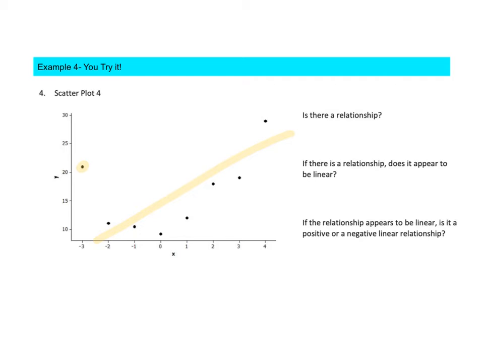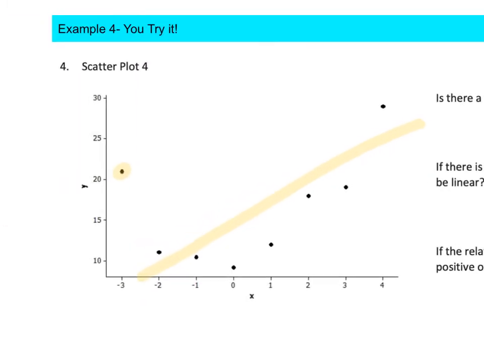What I want to point out to you is that sometimes scatter plots have these points, and these are called outliers.